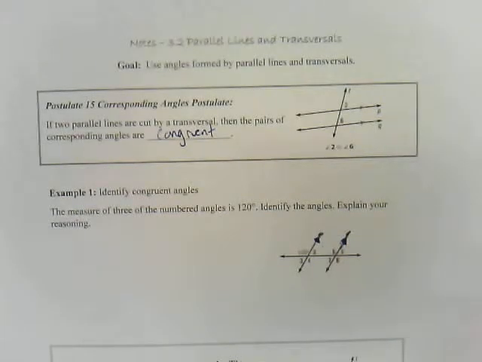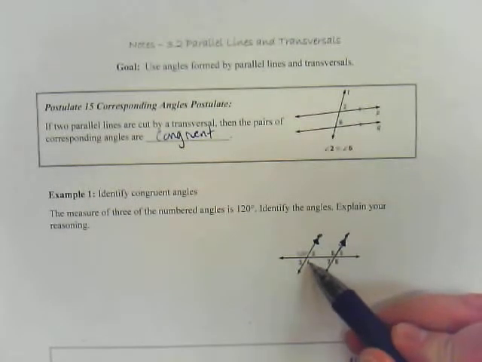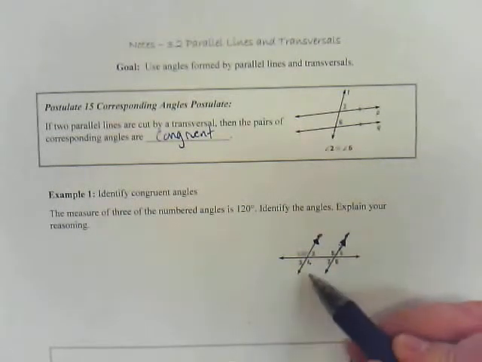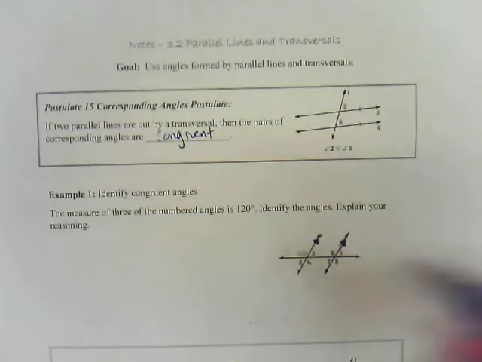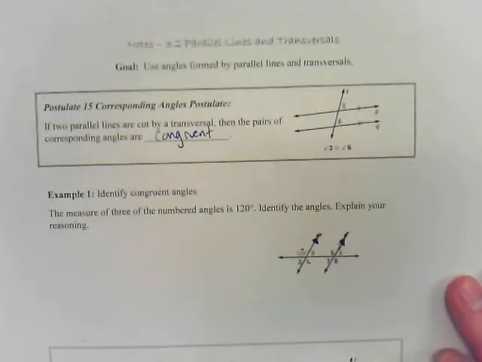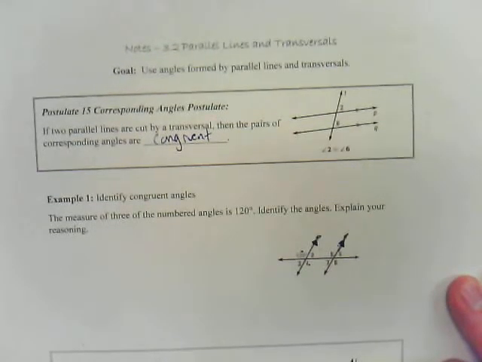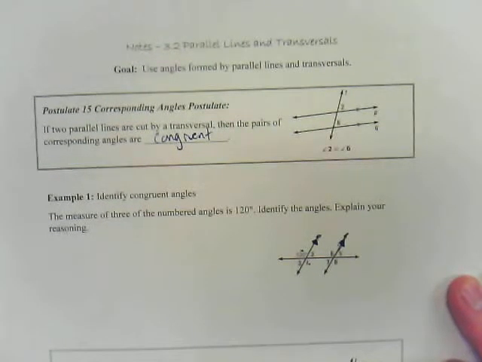So there are 3 other angles on here that are also 120 degrees. One of them is going to be angle 4 right here. And we know that this one has to be 120 because it's vertical to this 120 degree angle. So angle 4 must be 120 degrees because it's vertical to that 120 degree angle.